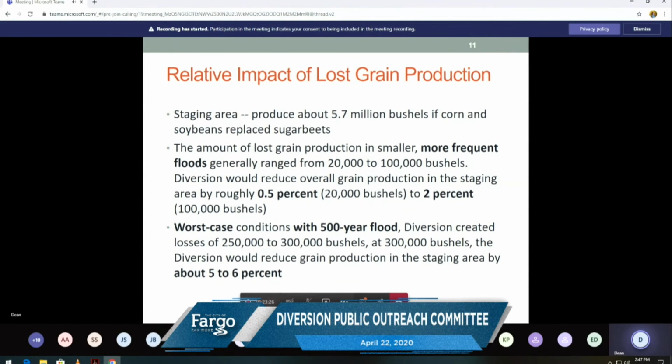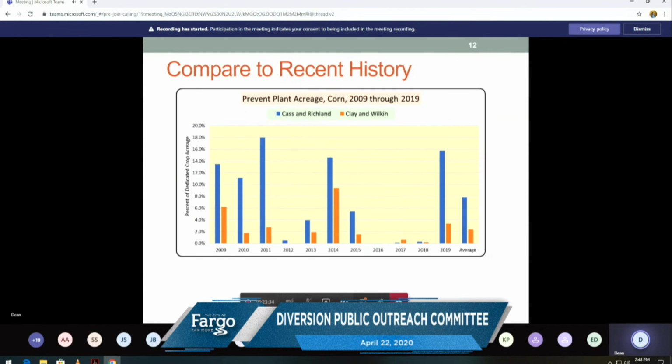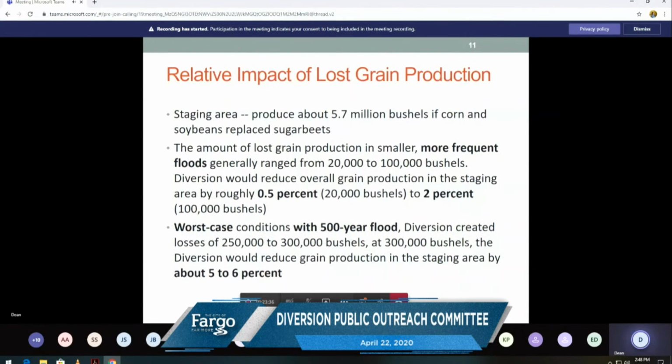Again, that's a 0.5 to about a 2% change in the amount of grain volume coming out of the staging area. When we look at worst case conditions, we're upping that by several factors, but even at that point, 300,000 bushels, we're looking at a reduction of 5 to 6%. Again, this is only due to the diversion. We know that there will be additional reductions in flood years, but remember that we're identifying just what we think is attributable to the diversion.